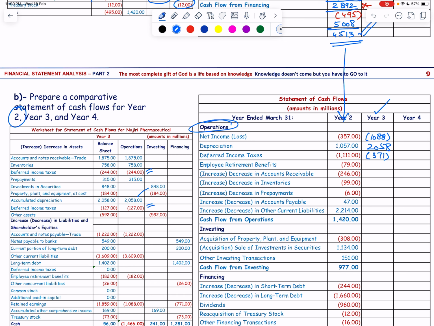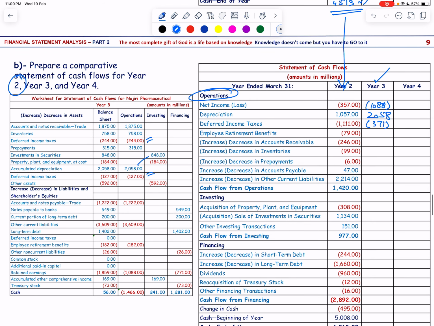Then we move on to the employee retirement benefits, and the employee retirement benefits are 182 in brackets again. Then increase or decrease in inventories, and that is going to be 758.